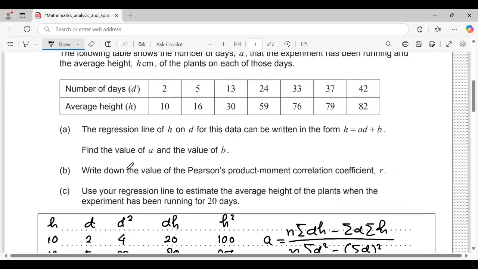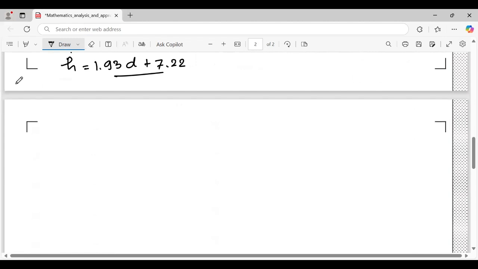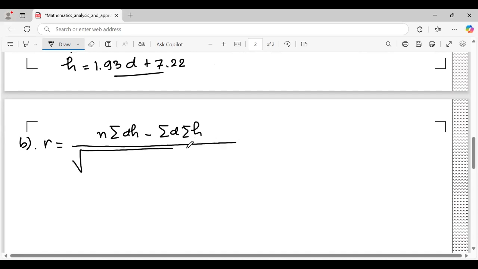Next question, write down the value of the Pearson product moment correlation coefficient R. The formula is n times sigma DH minus sigma D multiplied by sigma H, divided by the square root of n times sigma D squared minus sigma D, all squared, times n times sigma H squared minus sigma H, all squared.